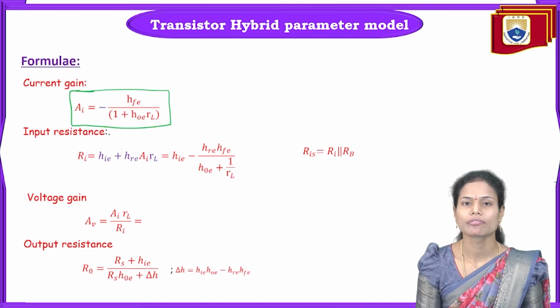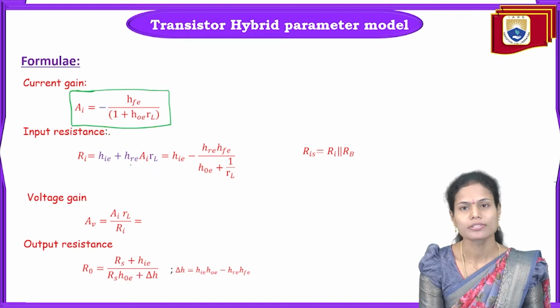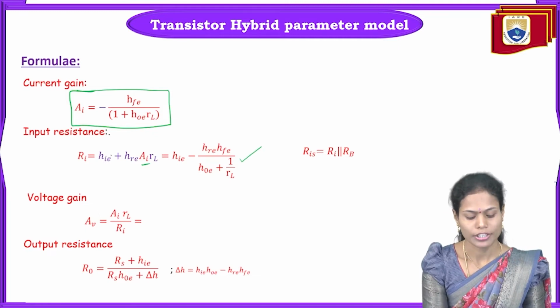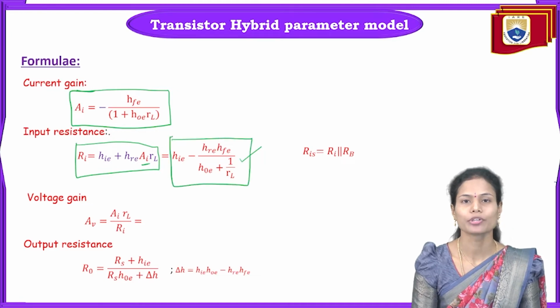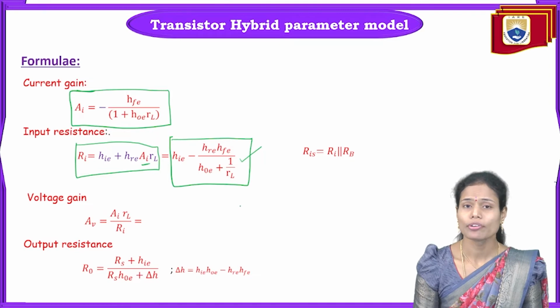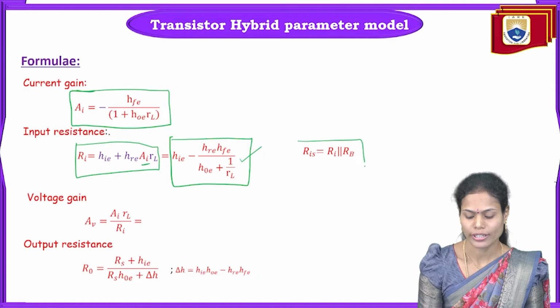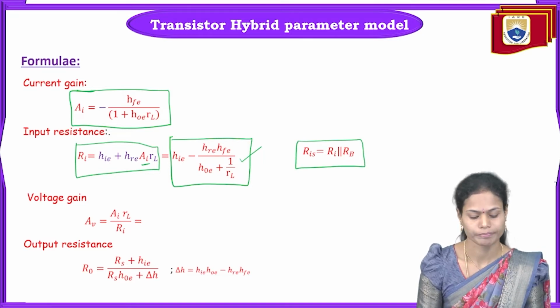And the next parameter we need to calculate is input impedance. RI is HIE plus HRE AI into RL. If we substitute the value of AI here, we will get this particular formula. We can utilize this one or else this one in order to calculate the input resistance value. And if you want to calculate the input resistance along with the source resistance, we have to take the parallel combination of input resistance as well as source resistance.